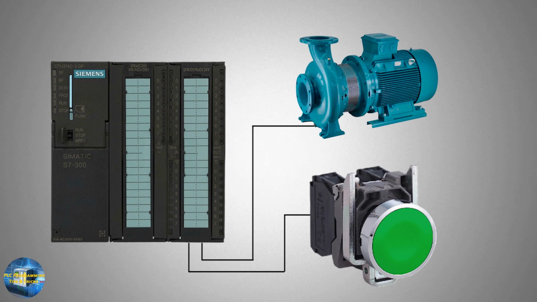In today's tutorial, we have connected a push button at I0.0 input of the PLC, and a contactor for a pump is connected at the Q0.0 output of the PLC. Now we have to program the PLC in such a way that if we press the push button I0.0 once momentarily, it will turn on the output Q0.0.